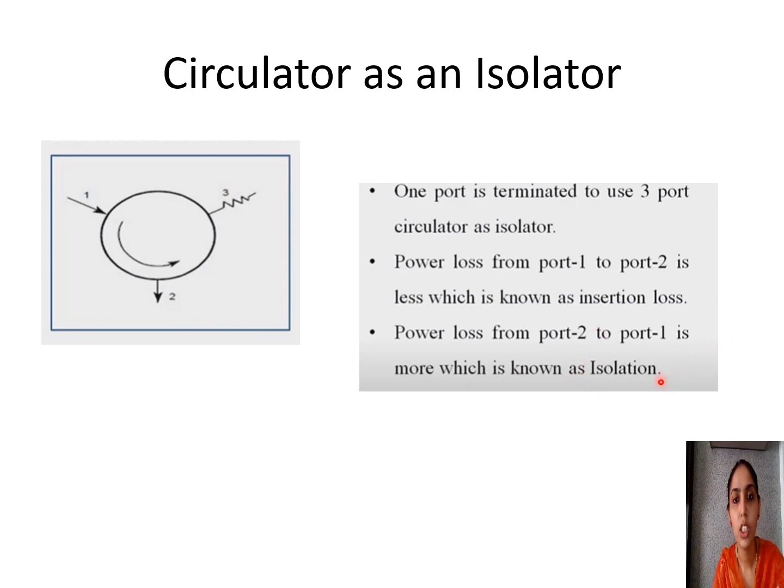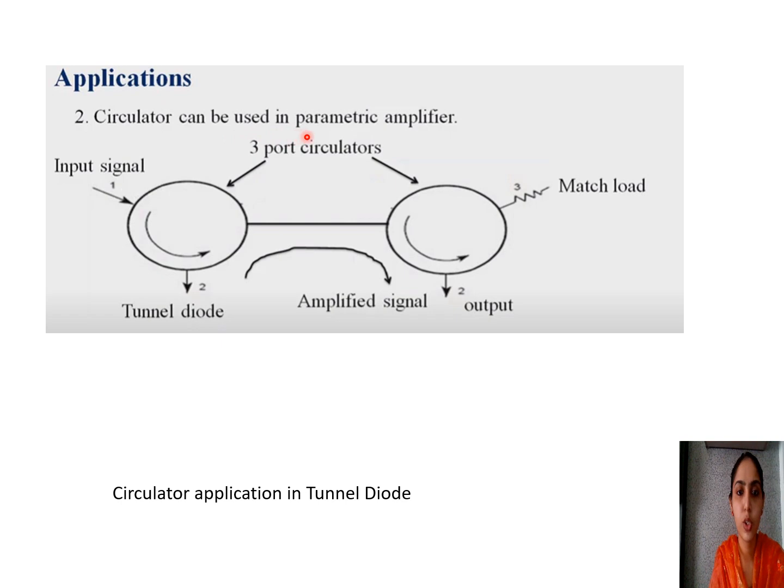So if there is no isolator, you can also employ your 3-port circulator as an isolator if required. Now circulators can also be used in a parametric amplifier. This is an example showing how it can be applied along with the tunnel diode. A tunnel diode is an active device which can be employed for amplification, say, of a microwave signal. So this is an example to understand that you can use your circulator along with the tunnel diode.